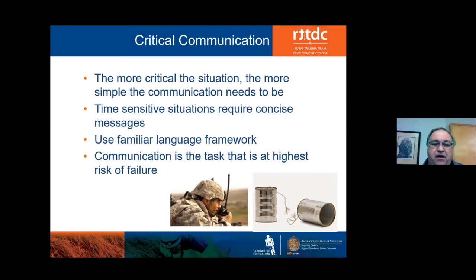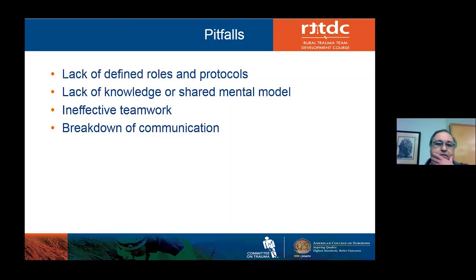And again, communication is a task that is highest risk of failure. We tend not to communicate effectively, especially when you don't know the people you're working with and no one knows what their roles are. I talked about this. In communication, again, the big pitfalls: lack of defined roles and protocols, lack of knowledge or shared mental model, ineffective teamwork, people who haven't worked together or can't work together for one reason or another. And the biggest one is breakdown of communication, not communicating effectively. It really is the key to almost all evil in medicine, lack of communication.